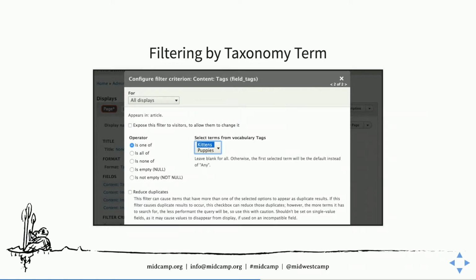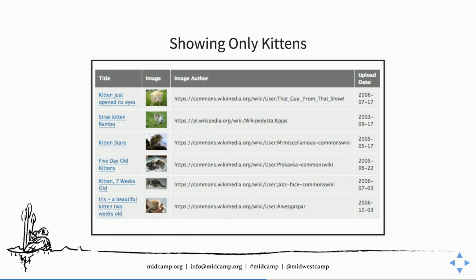When we're doing this, we can, as the administrator, select which one we want to show in this output. We're going to select kittens in this display, and then when we look at the output, we only have kittens. Again, we're defining this as the administrator. We aren't allowing any flexibility. We want to only show kittens, so likely we're going to say this page is kittens.